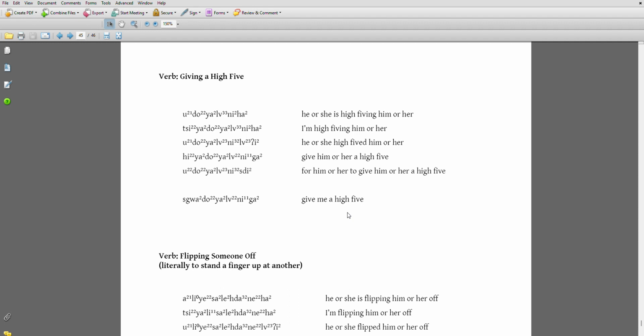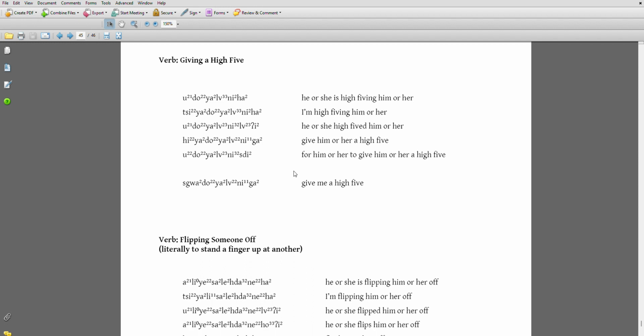Hiyatoya lane go. Give him or her a high five. Utoya lane sti. For him or her to give him a high five. Squatoya lane go. Give me a high five.